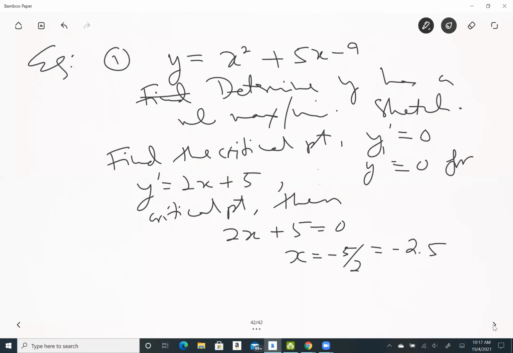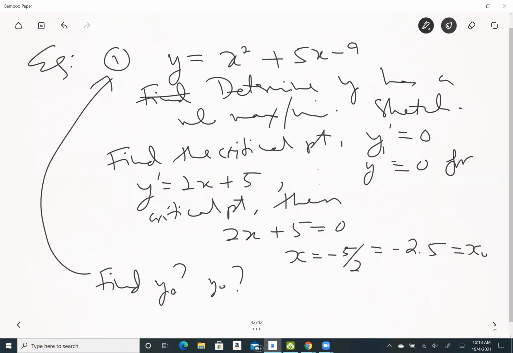So what you do now is find y. We call that critical point x zero. So you need to find y zero, or just say y, it's okay also. Substitute into the original function, so you find the value of y, which is y0. Somebody has a calculator? Can you find it? I just need a few people to do it. So you get the value of y at x equal to negative 2.5. We are going to determine that.